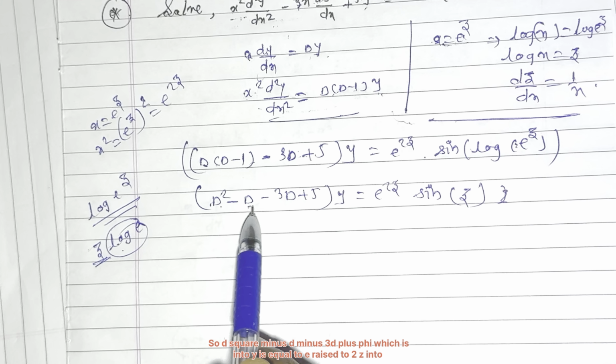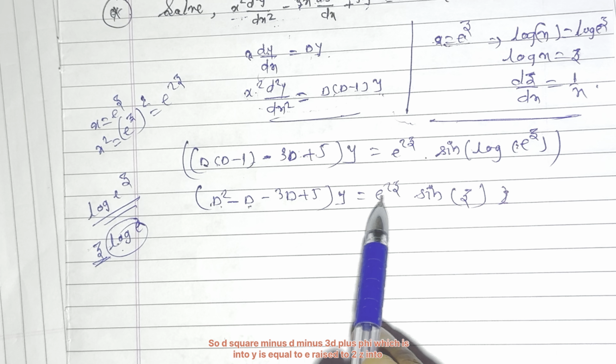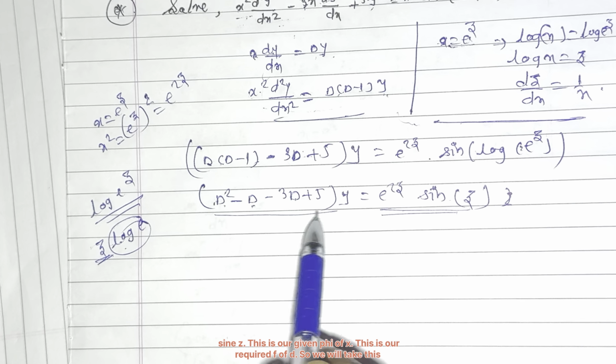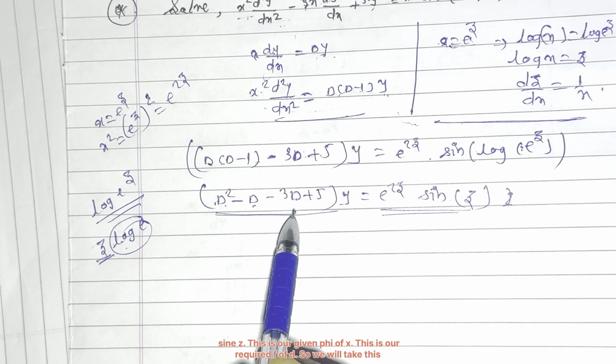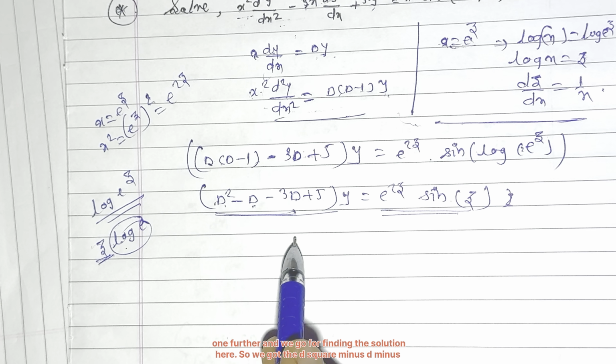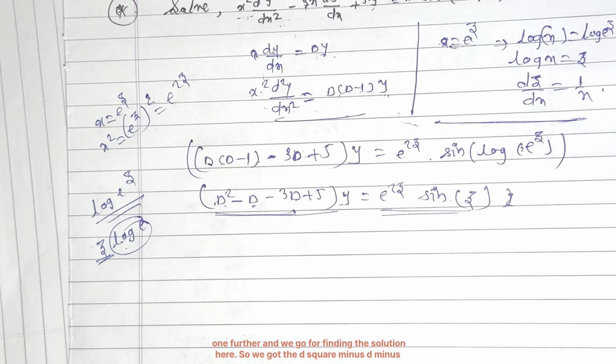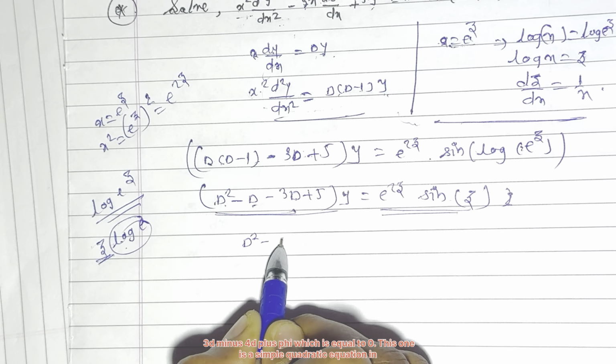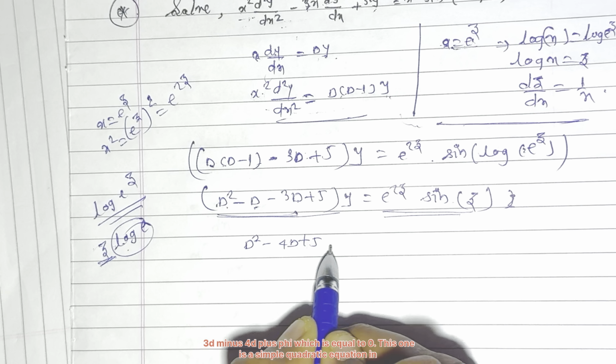Yes, so D squared minus D minus 3D plus 5, into y, is equal to e raised to 2z into sine z. This is our given phi of x and this is our required f of D. So we'll take this one further and go for finding the solution here. So we got D squared minus D minus 3D minus 4D plus 5 which is equal to 0.